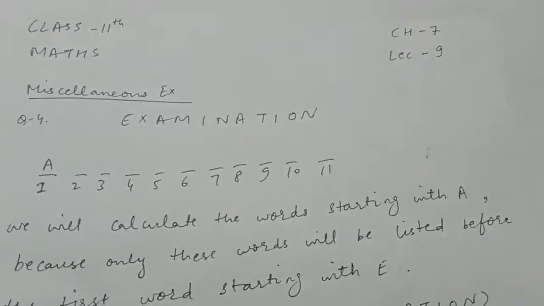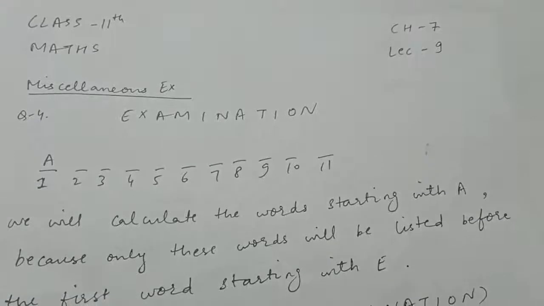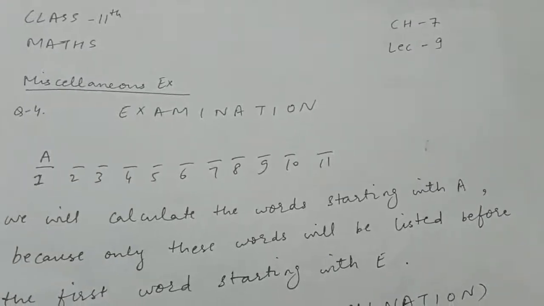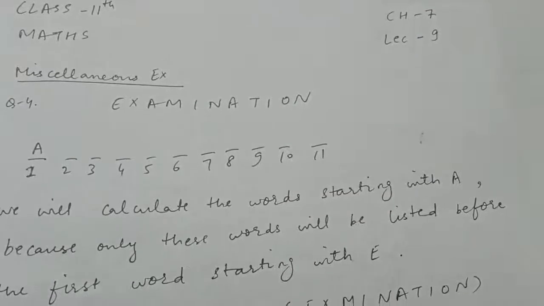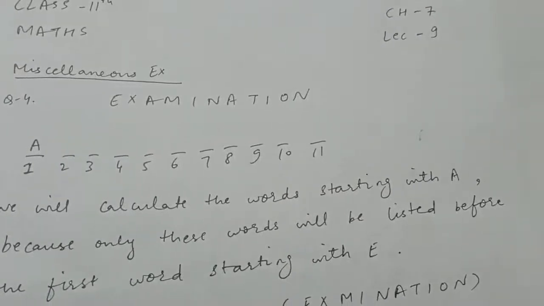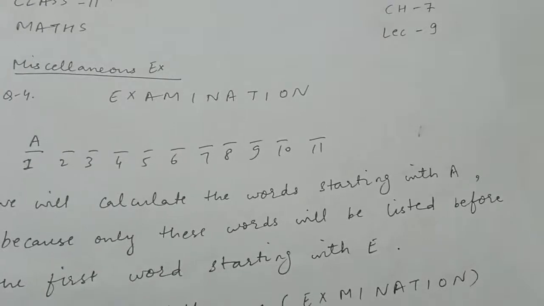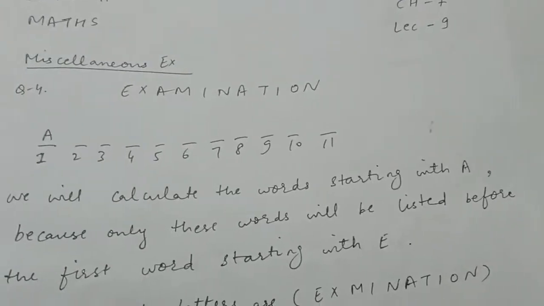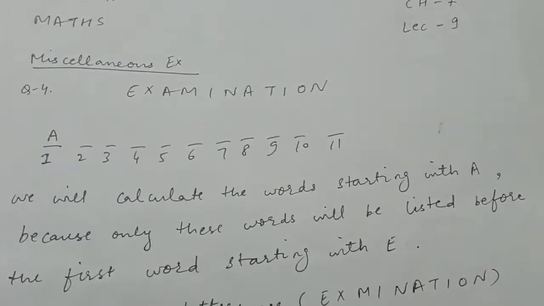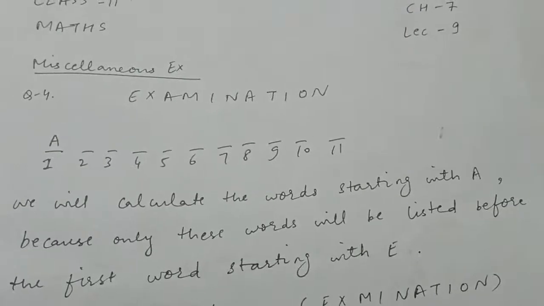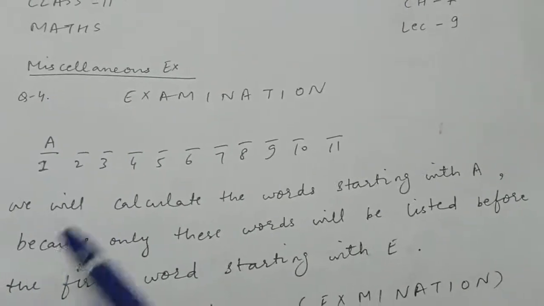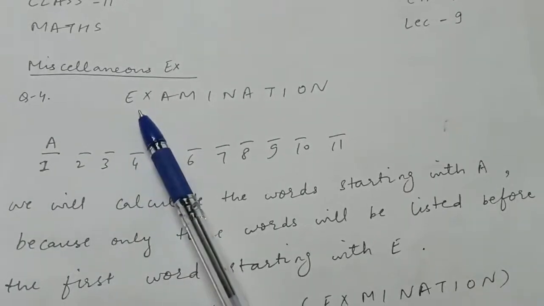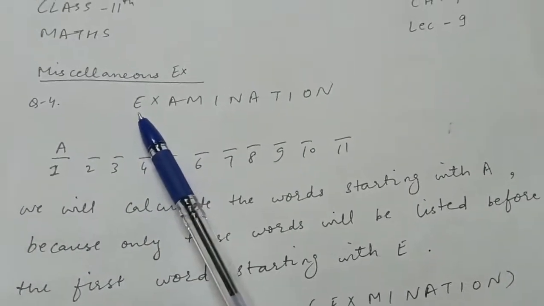So see question 4 of miscellaneous exercise. If the different permutations of all the letters of the word EXAMINATION are listed as in a dictionary, how many words are there in this list before the first word starting with E? So they are saying that if you list the words formed from the word EXAMINATION in the dictionary, then how many words will come before the first word starting with E?